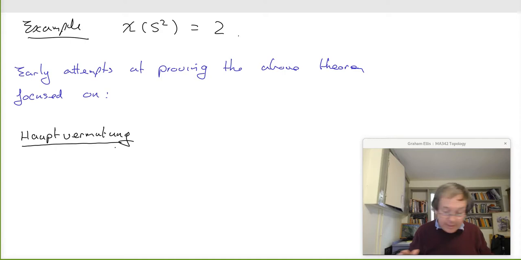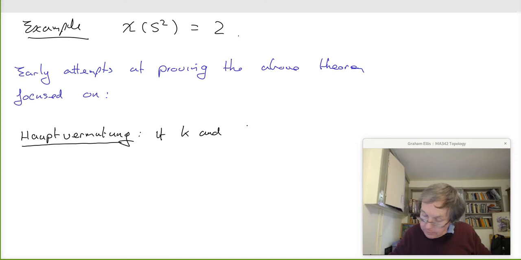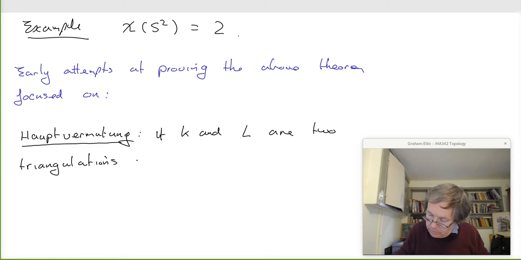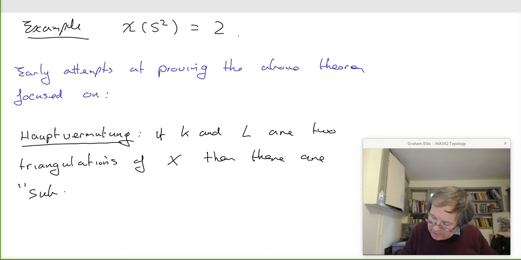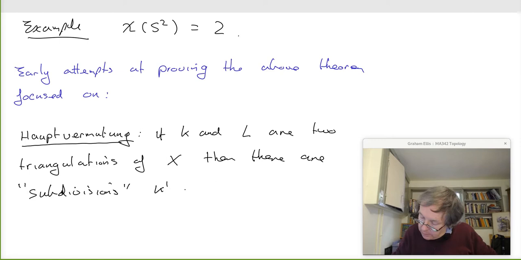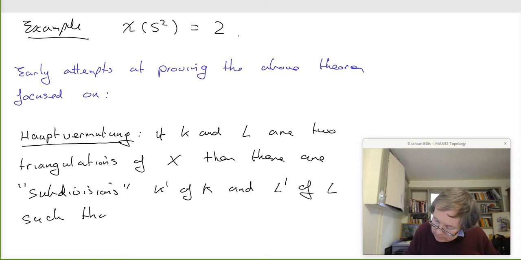And what is it? Well, it says this. People said, if you can prove this, then the above theorem is easy to prove. So what they decided they needed to prove was this. If K and L are triangulations of some topological space X, then there are subdivisions K prime of K and L prime of L, such that this subdivision equals that subdivision.